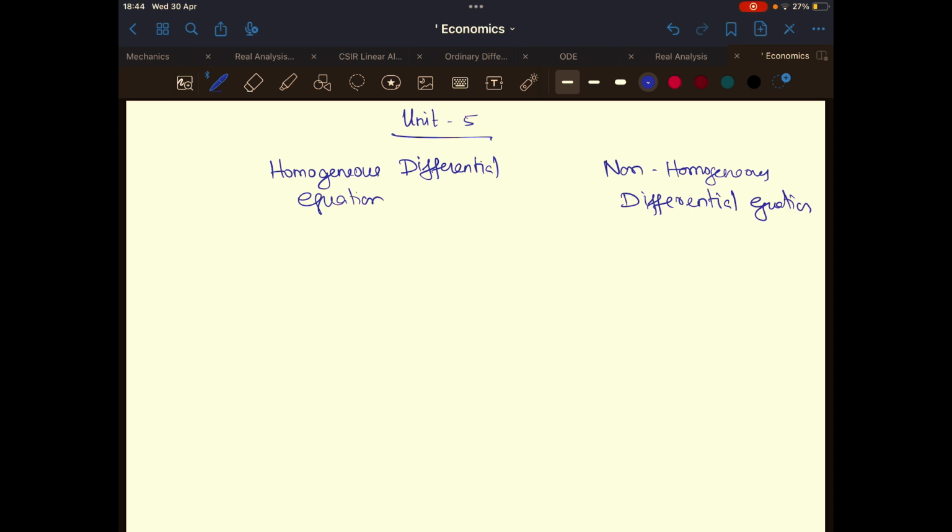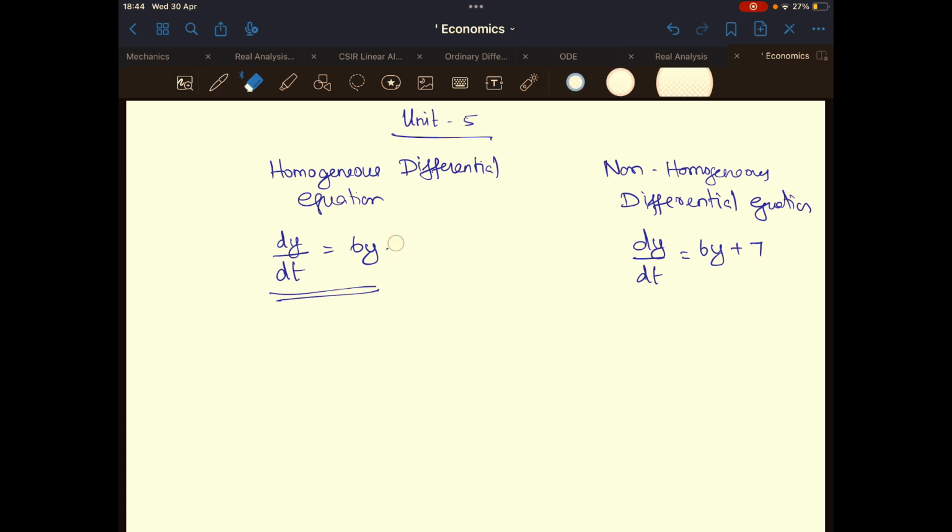And what is a homogeneous differential equation? The equation may be first order, which means only the first derivative, only one time differentiation. So dy by dt is equal to 6y. Now non-homogeneous: dy by dt is equal to 6y plus some constant, say 7. This is the only difference. If you encounter questions without any constant or anything added, then that is a homogeneous differential equation.